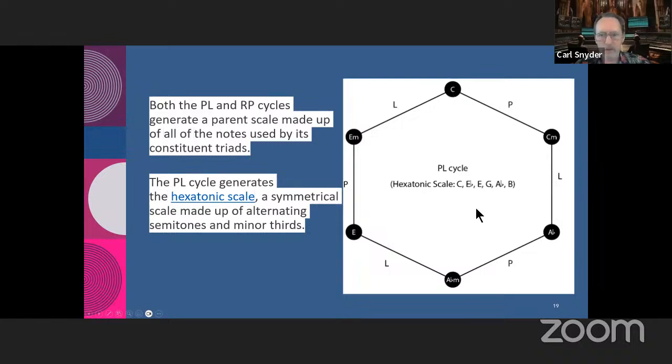So the other side of the hexatonic cycle is the one directly below, or directly opposite, I should say. In this case, if we're going North Pole to South Pole, it's A flat minor. And as Mike has already noted, the hexatonic scale is a symmetrical scale.